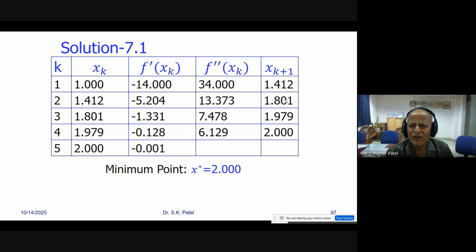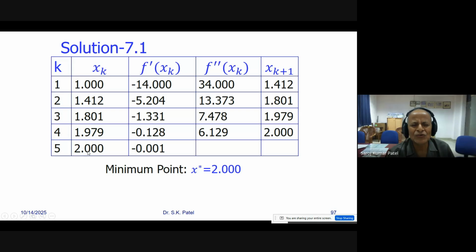So still the first derivative is not less than 0.1. So we have to proceed. Absolute value is 5.2. So we proceed. So 1.801. Again find out two derivatives, first and second. Next point is 1.978, and at 1.979, first derivative is 0.128, still not less than 0.1. So we have to proceed. So first and second. Next point is 2.000.